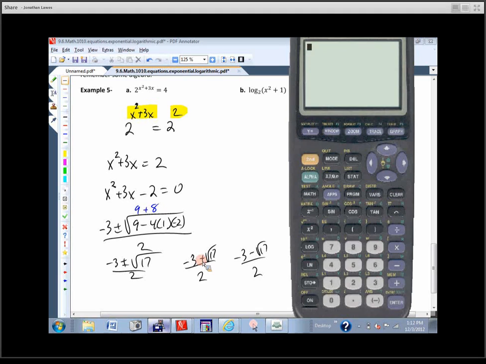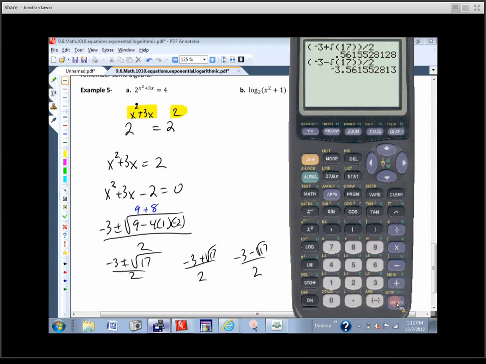So I'm going to start with a set of parentheses. -3 plus square root of 17. Got to close the parentheses twice, divide that by 2. There's an answer. And if I just recall that, all I have to do is change this to a minus, and that gives me the other answer. Now, my question for you is, do they both work?